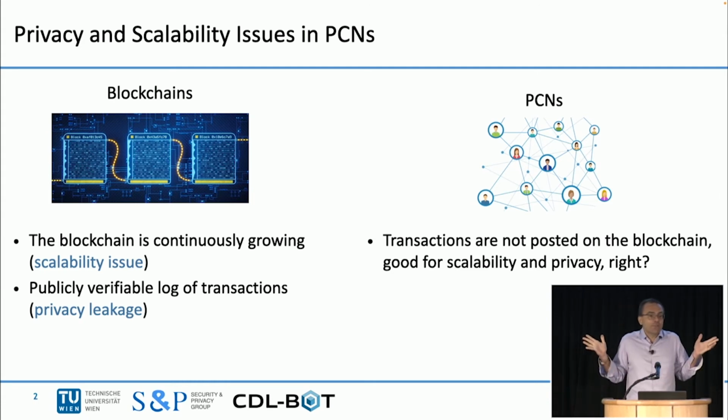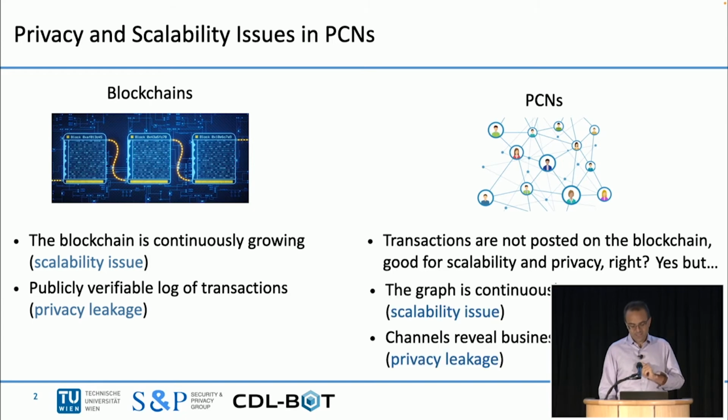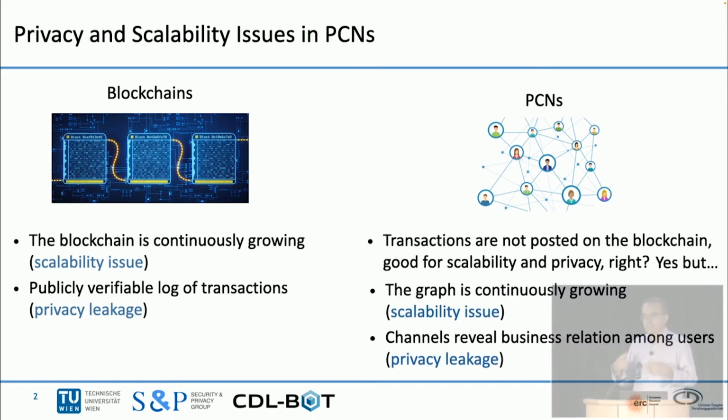So at this point, we might think, okay, problem solved, right? But if you think about it, it's not like that, because payment channel networks introduce scalability and privacy issues. First of all, in Lightning, the topology of the network is public, and this is required to essentially route transactions along the network.